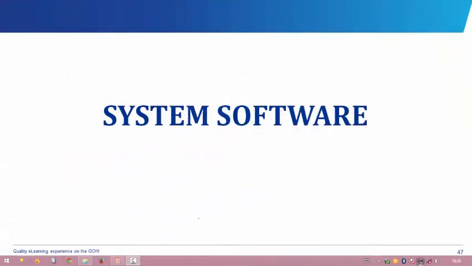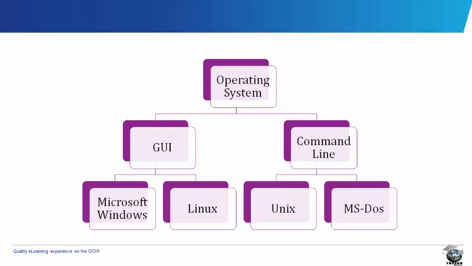System software. A computer's operating system is divided into two types.